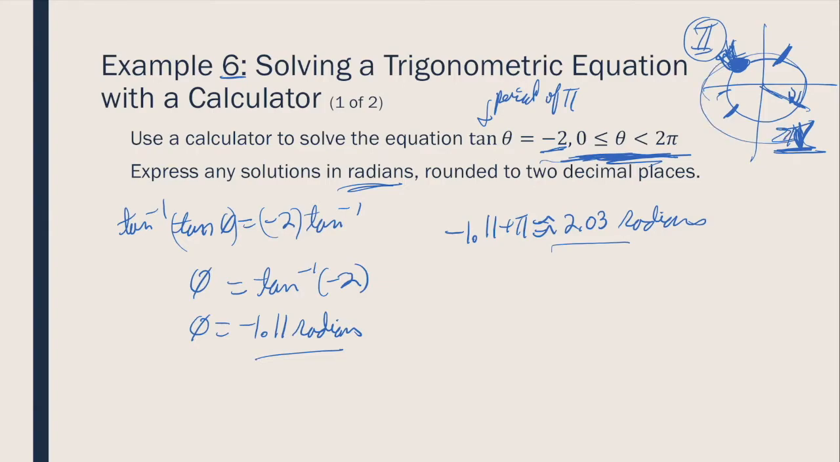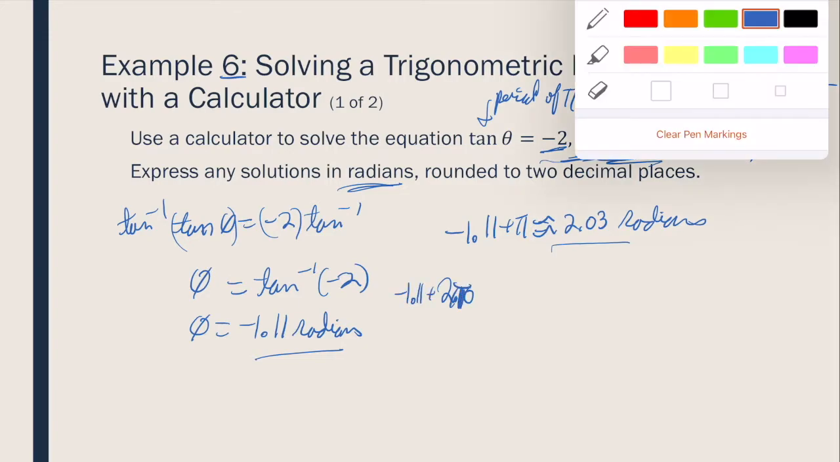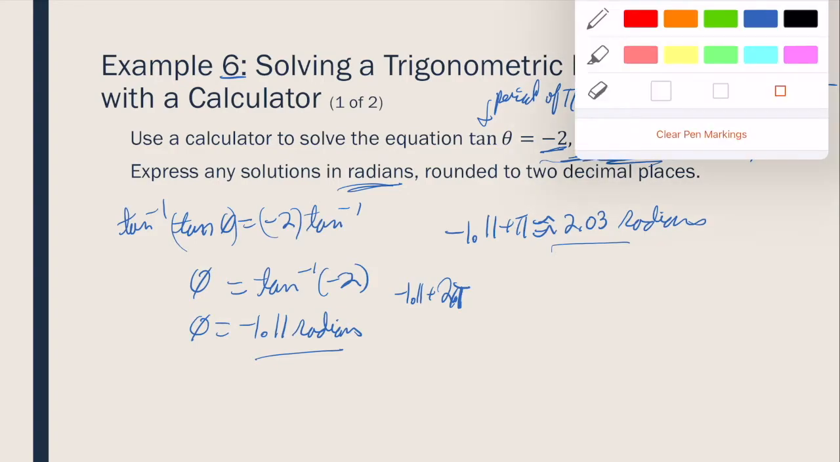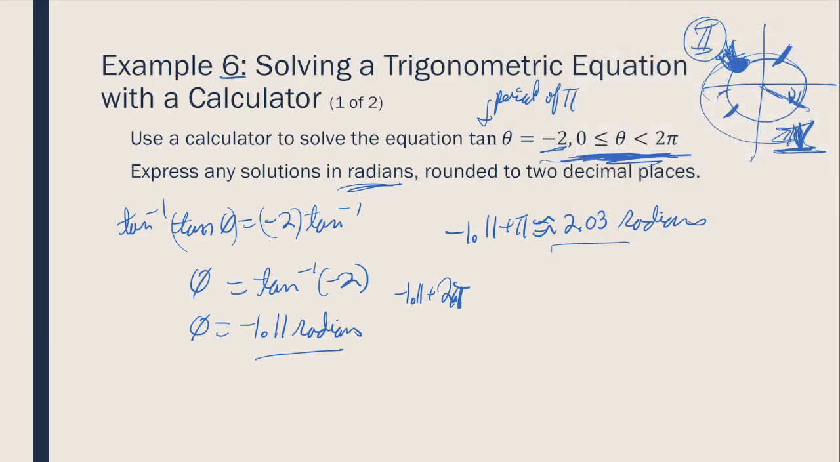but that means I also have another one if I repeat another pi. So if I take -1.11 plus 2 pi, that's going to give me about 5.17 radians. So I have two possible values from 0 to 2 pi radians.